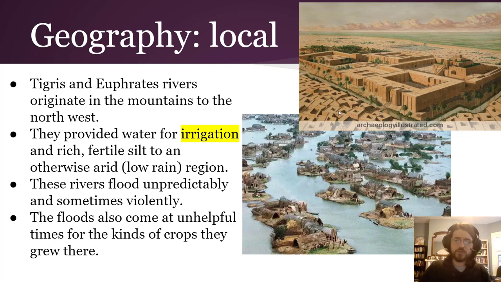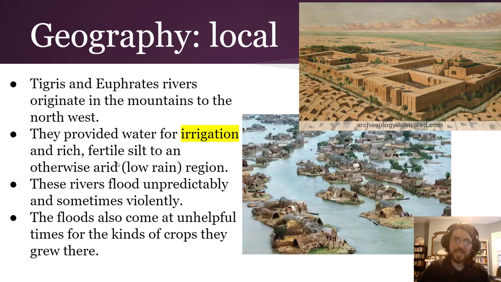So, more locally, you can see some pictures here of what ancient Mesopotamia might have looked like. The Tigris and Euphrates rivers originate in the north and then flow to the south, and they provided lots of really great water for irrigation and also lots of good minerals, this fertile, silty soil, which you could grow really good crops in. The region otherwise doesn't have a lot of water, but from the river you would get water.